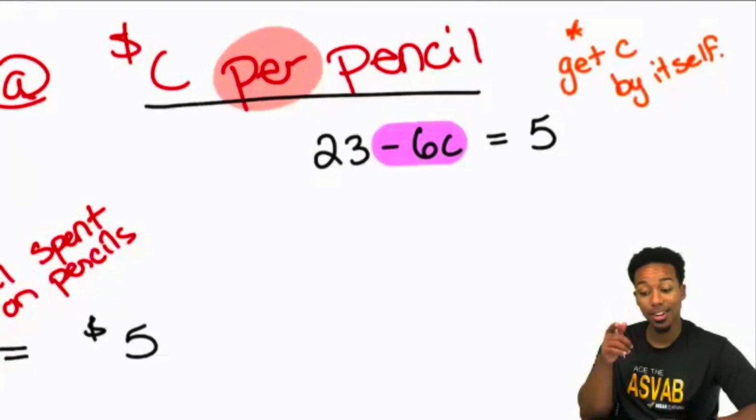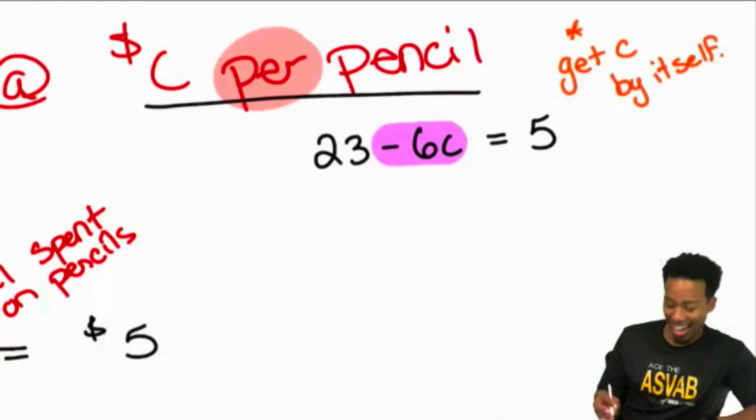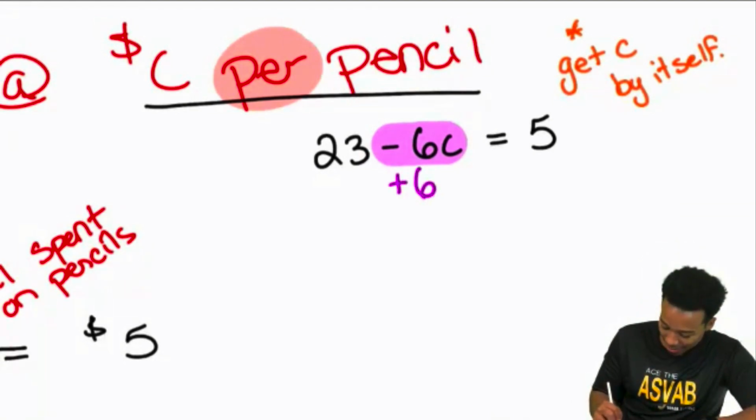Alvin, very close there. Not just adding 6, but adding 6C. Alvin, finish it off there. Adding 6C to each side. Yeah, adding 6C to each side.